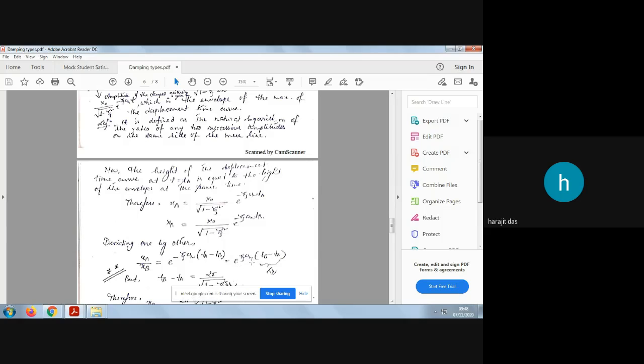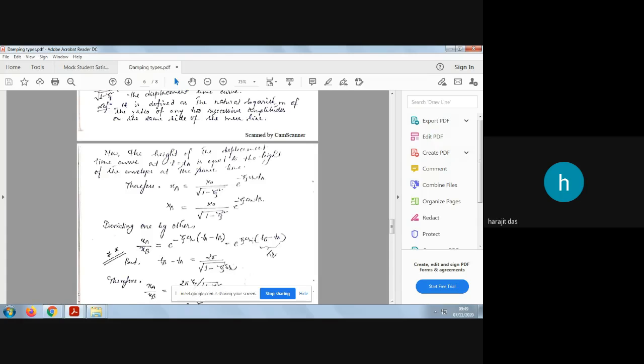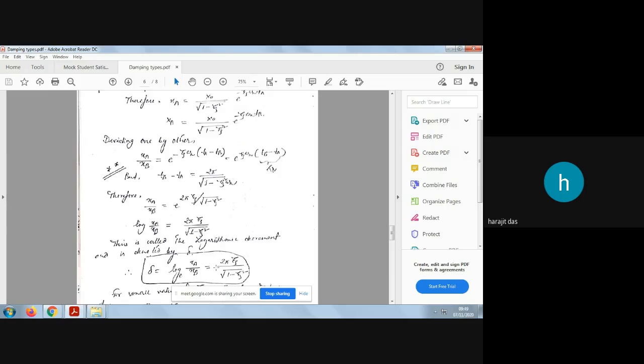This tb minus ta is what? This is the time period of the damped vibration, under damping condition. So you can write tb minus ta as 2 pi by omega d, that is, 2 pi by omega n under root 1 minus zeta square, basically. Then you can replace this tb minus ta by this term.